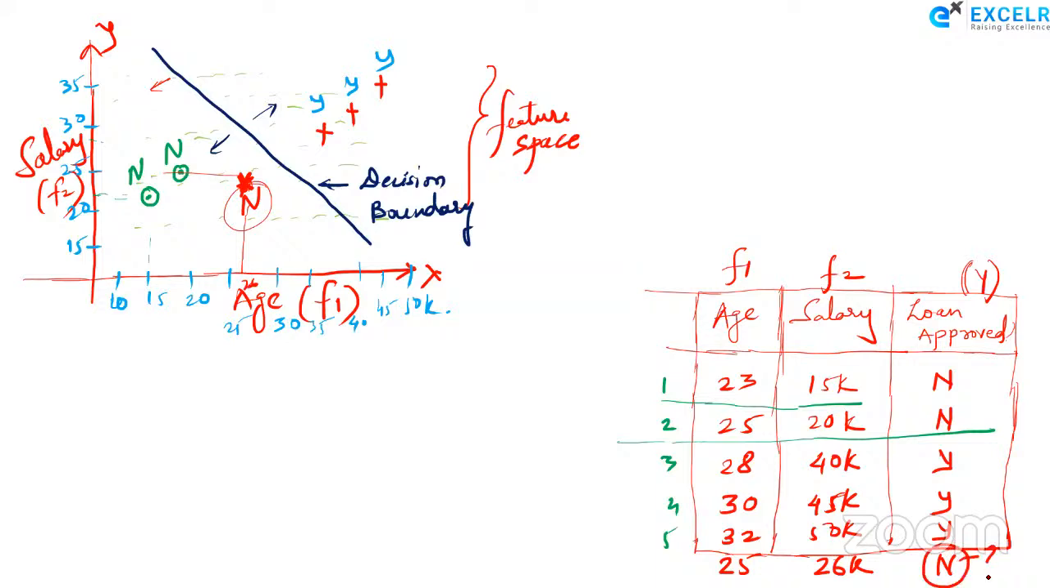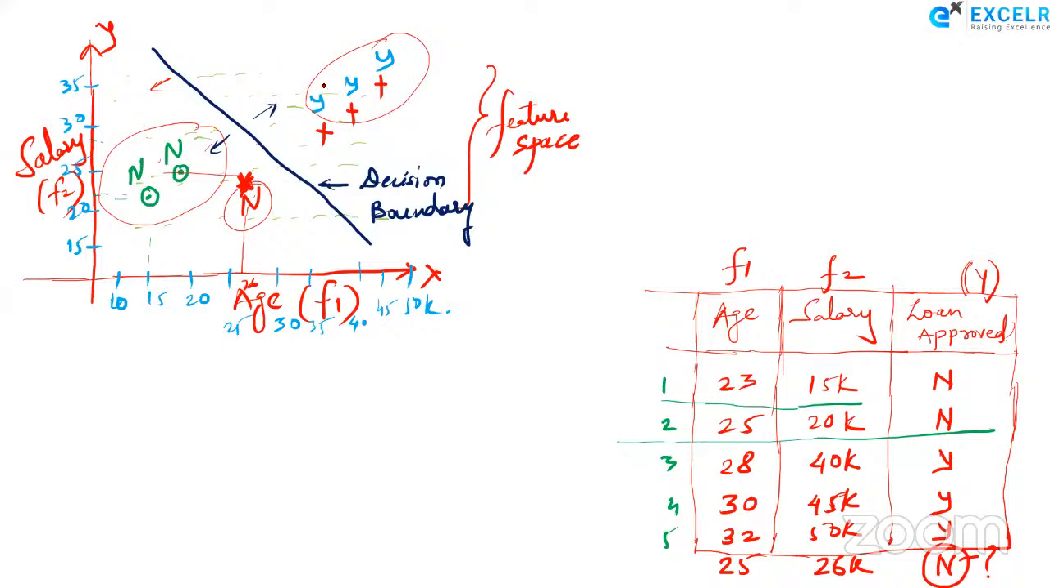How did we arrive at this particular decision? Based on this particular plot, we have decided that since this point is falling below this decision boundary, we are going to assign a no class to it. So all the data points falling below this decision boundary belong to the no class, or they were not granted a loan. And all the data points on the other side of the decision boundary have been granted a loan. And this is also called a yes class or a positive class.